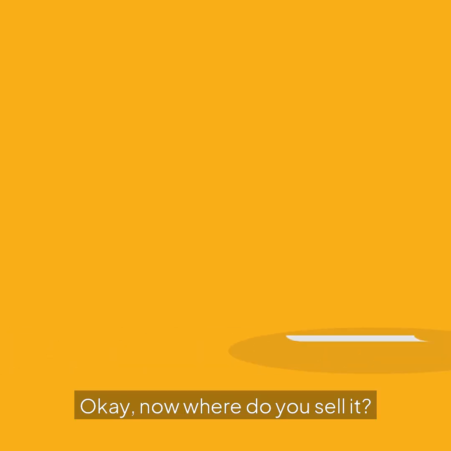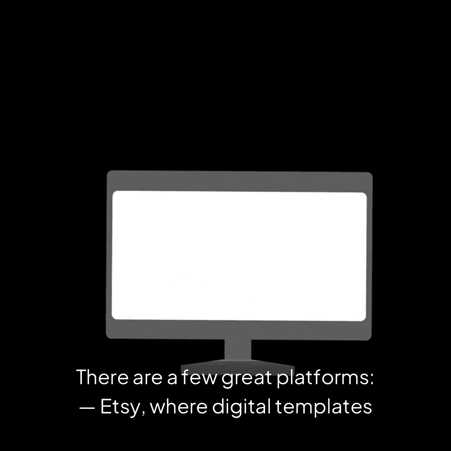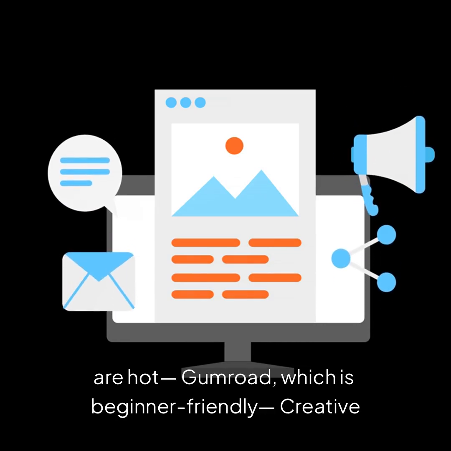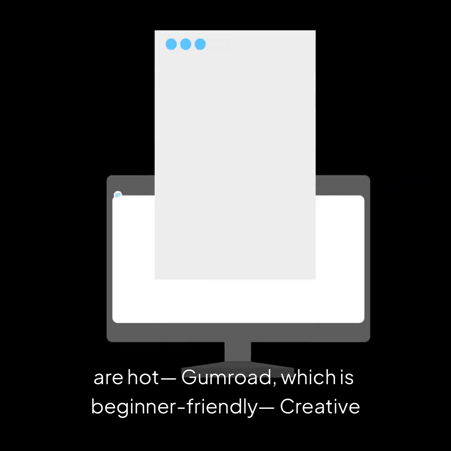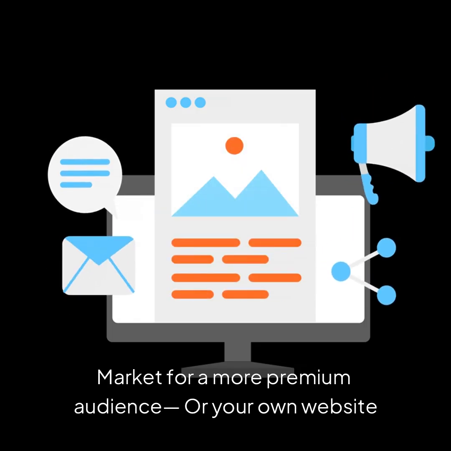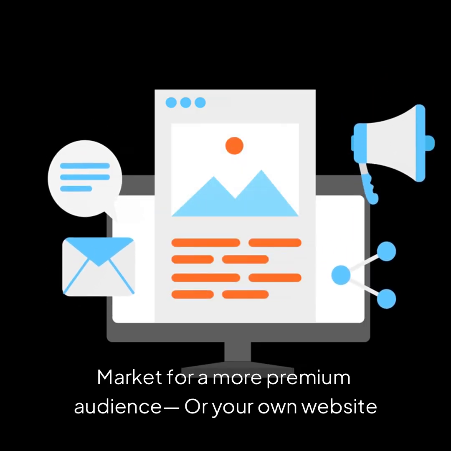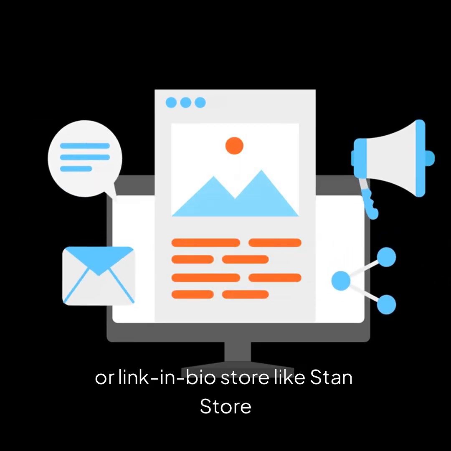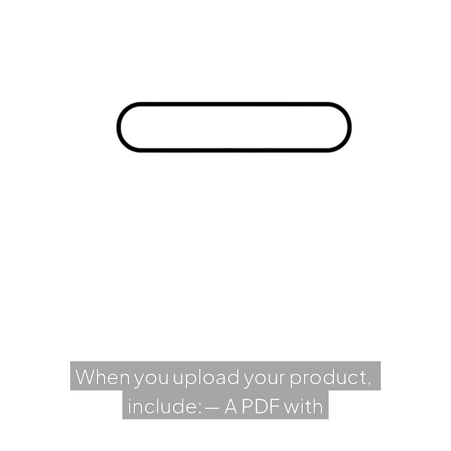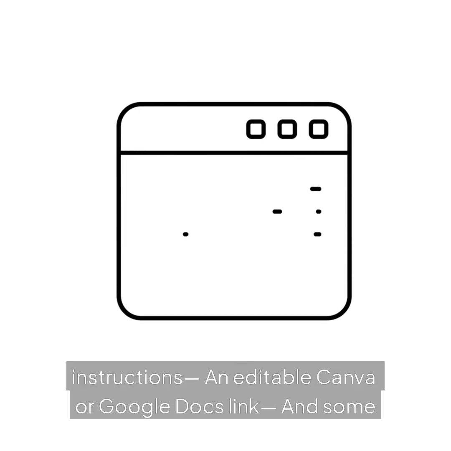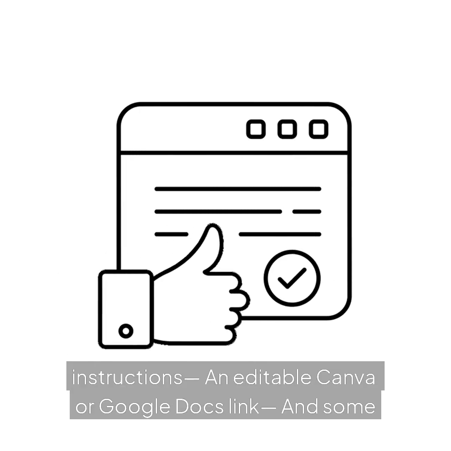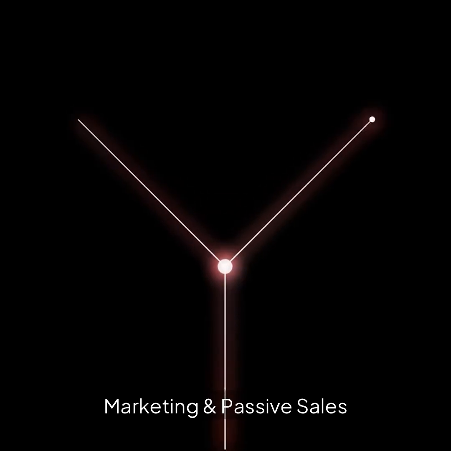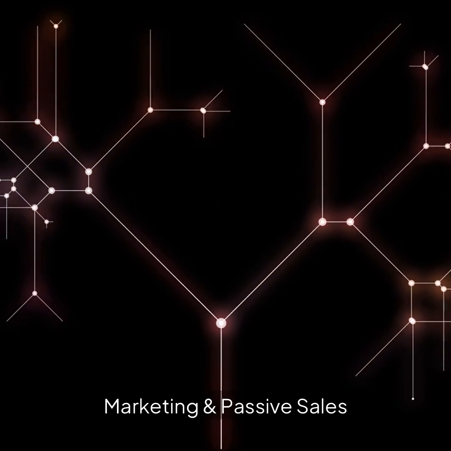Where and how to sell it. Okay, now where do you sell it? There are a few great platforms. Etsy, where digital templates are hot. Gumroad, which is beginner-friendly. Creative Market for a more premium audience. Or your own website or link in bio store like Stan Store. When you upload your product, include a PDF with instructions, an editable Canva or Google Docs link, and some eye-catching mock-ups to grab attention.